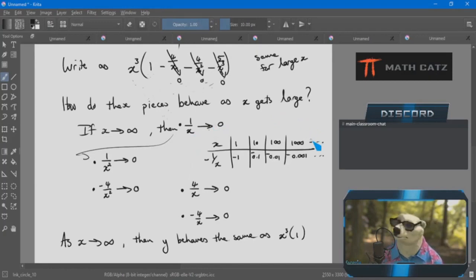In my version up here of the function, everything shrinks down to 0 except the x cubed and the 1. They don't. So if x is big enough, and this is a key sentence here, if x is big enough, then my function y behaves the same as x cubed times 1, and the 1 doesn't actually matter.